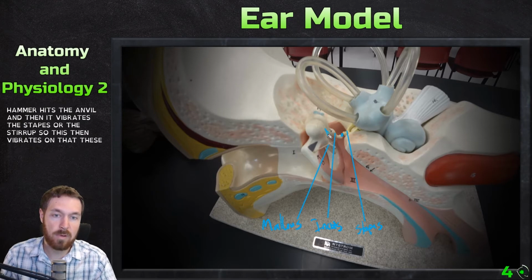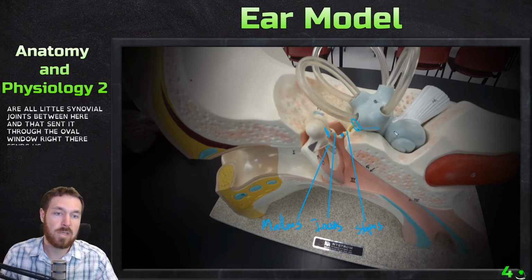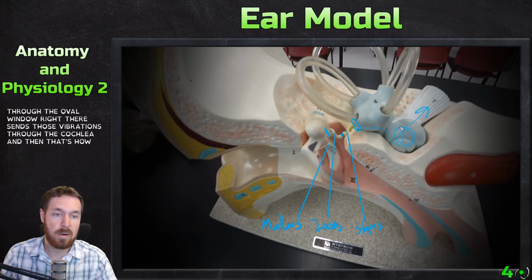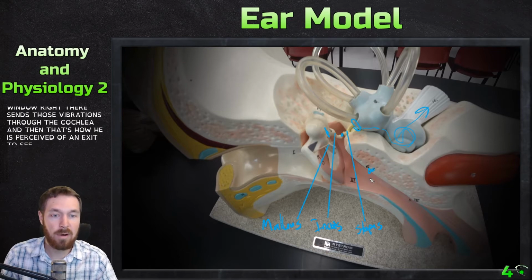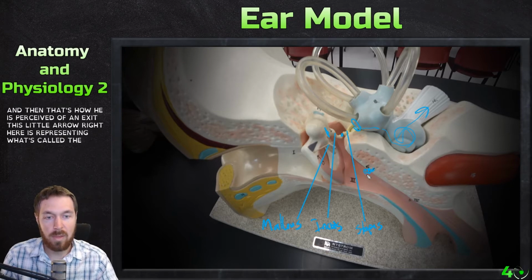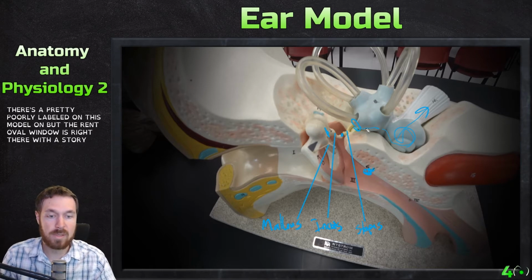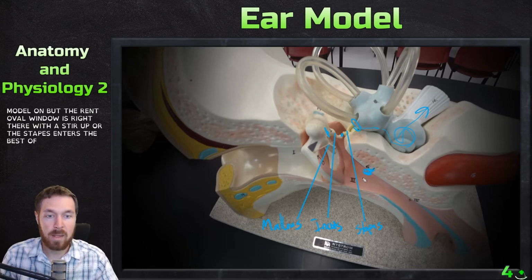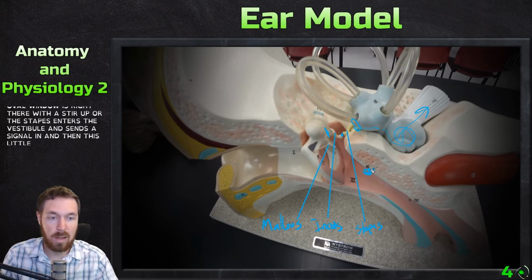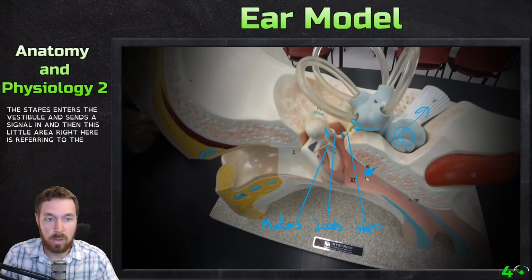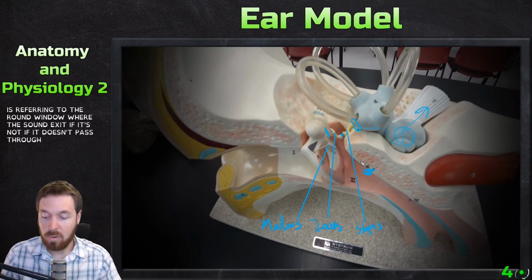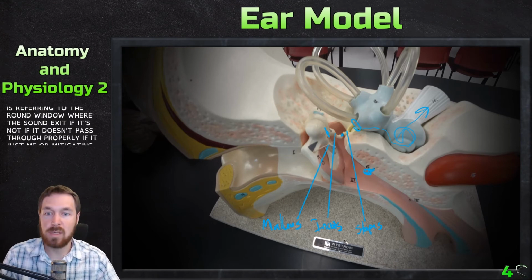These are all little synovial joints between here, and that sends it through the oval window right there, sends those vibrations through the cochlea, and then that's how hearing is perceived. It then exits. This little arrow right here is representing what's called the round window, but those are pretty poorly labeled on this model. But the oval window is right there where the stirrup, or the stapes, enters the vestibule and sends the signal in. And then this little arrow right here is referring to the round window where the sound exits if it doesn't pass through properly, or if it's just mitigating the sound waves in the ear.